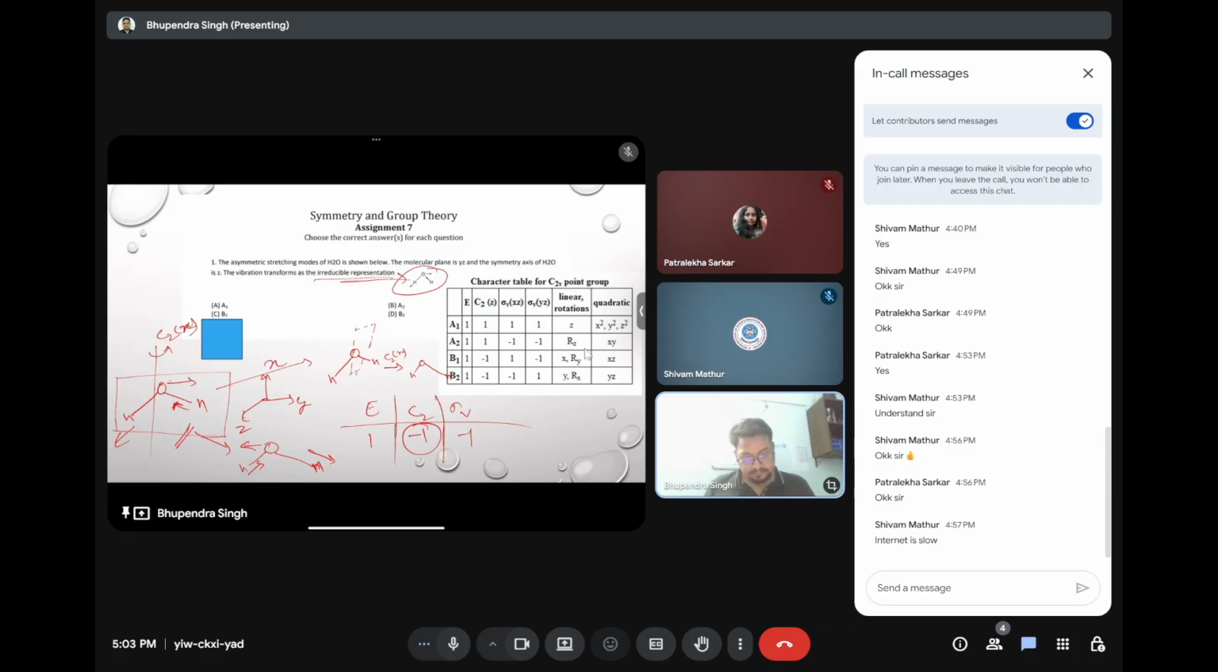So if this is your plane, and the plane is this, in which the water molecule is present, it will not change. It will give this is xz. If sigma v yz, it should be 1.